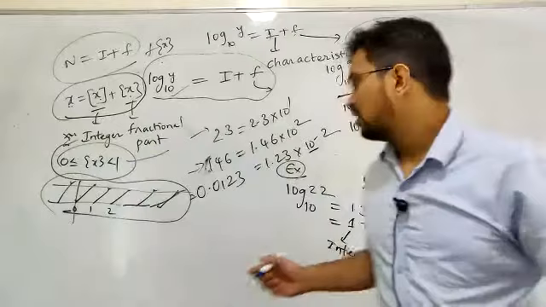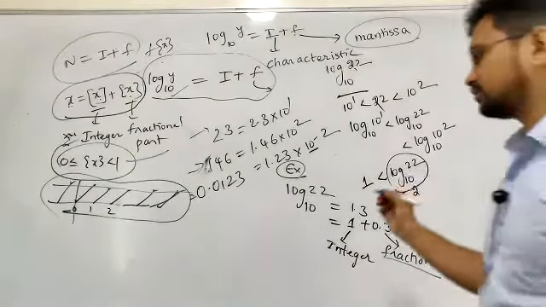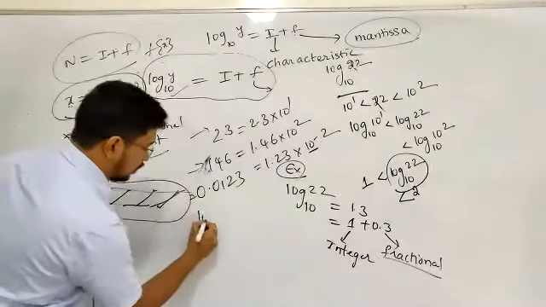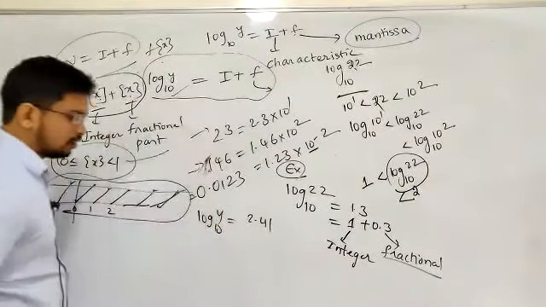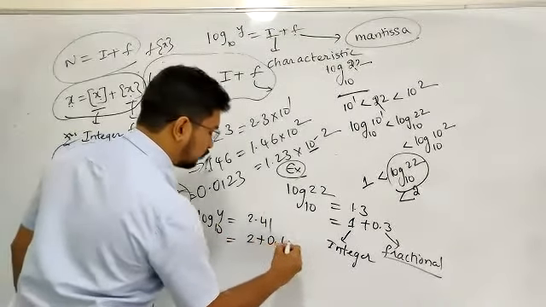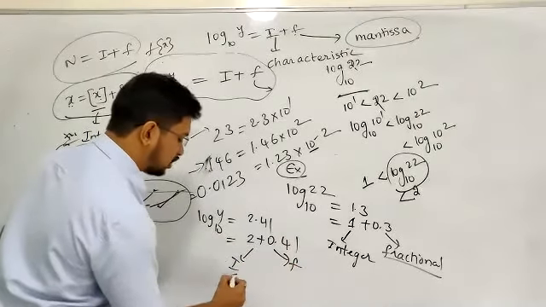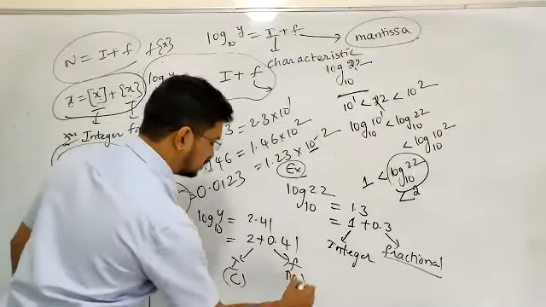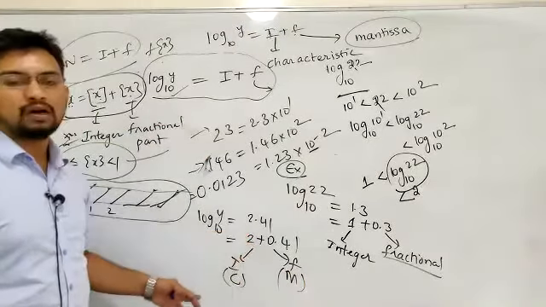For example, I'll take a few examples here. Let's say log y to the base 10 is 2.41. What is the characteristic here? This can be written as 2 plus 0.41. This is your integer part and this is your fractional part. Now this is your characteristic and this is your mantissa. 0.41 is the mantissa and 2 will be called your characteristic.